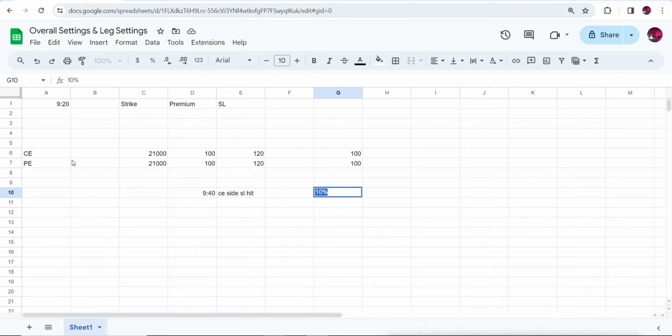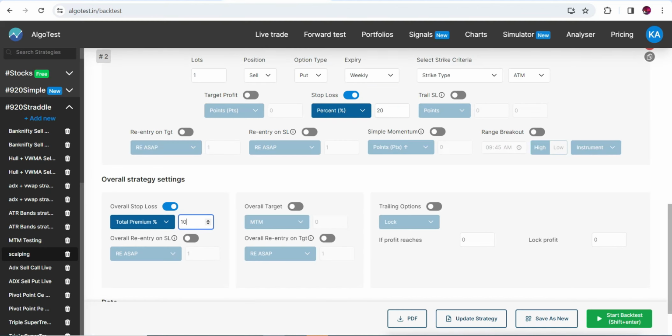For example, we have two legs, call side leg 100 rupees premium, put side leg 100 rupees premium. So total premium is 100 plus 100 is 200. So 10 percentage of 200 is 20 points. So at any point of time, if we get a loss of 20 points in this strategy, then it will exit that strategy.